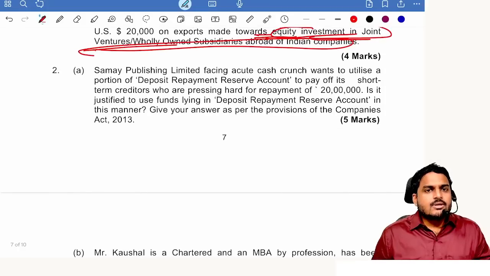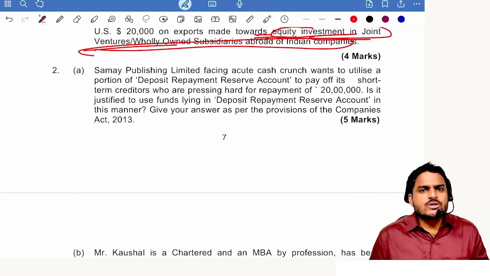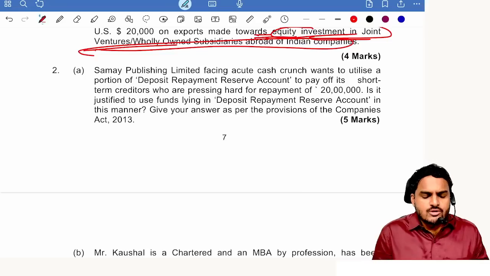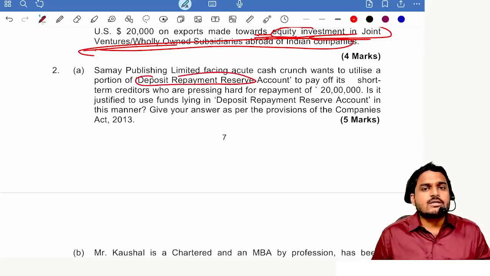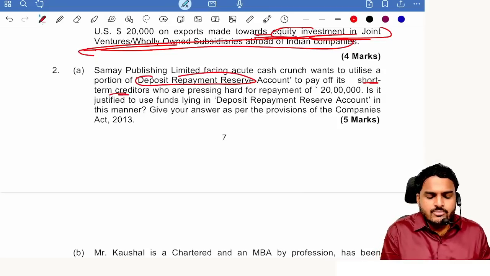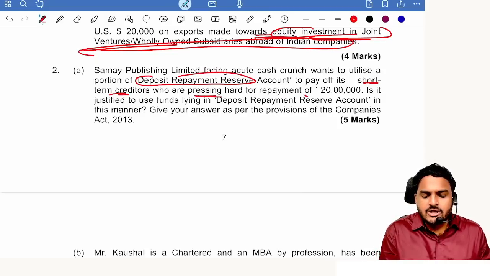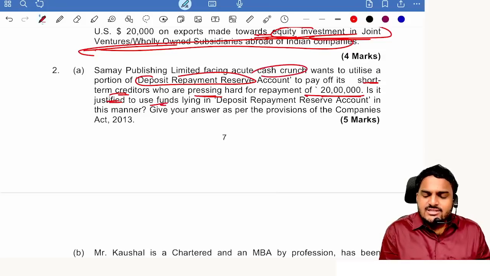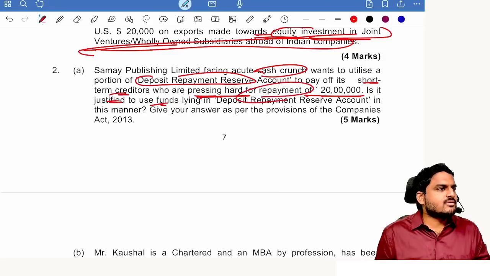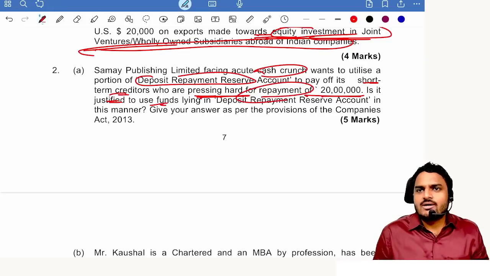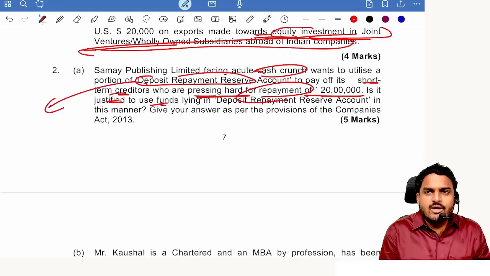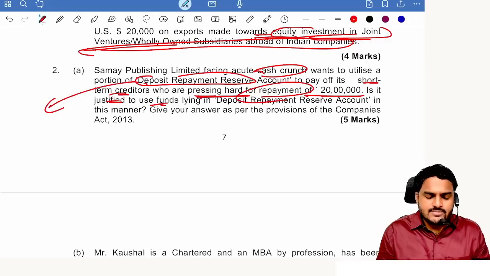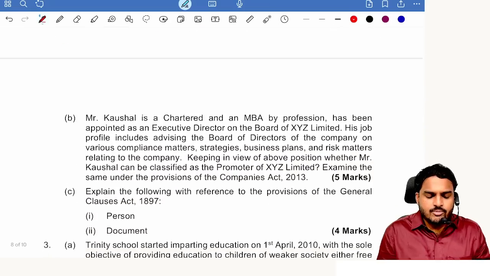Samai Publishing Limited, facing an acute cash crunch, wants to utilize a portion of the deposit repayment reserve account to pay off its short-term creditors who are pressing hard for repayment of 20 lakhs. Is it justified to use the funds? Cash crunch, hard pressing from creditors. Possible or not possible? The DRR can be utilized only for one purpose: repayment of deposits. So the answer is not possible.